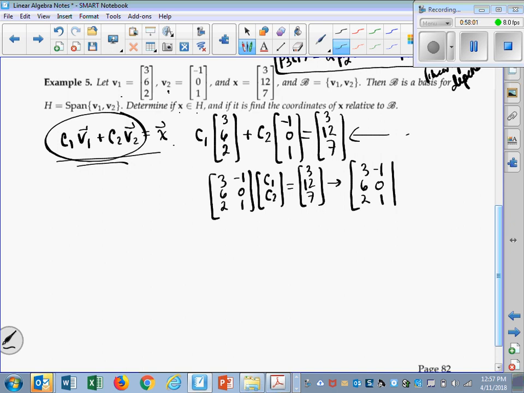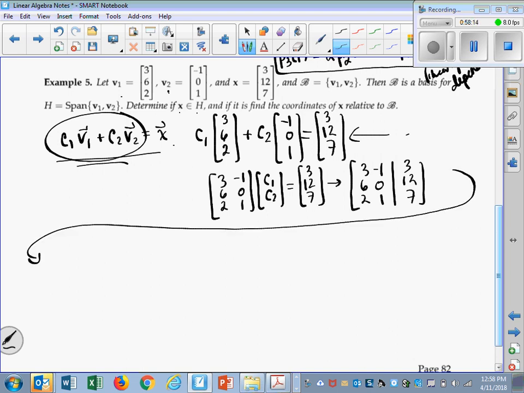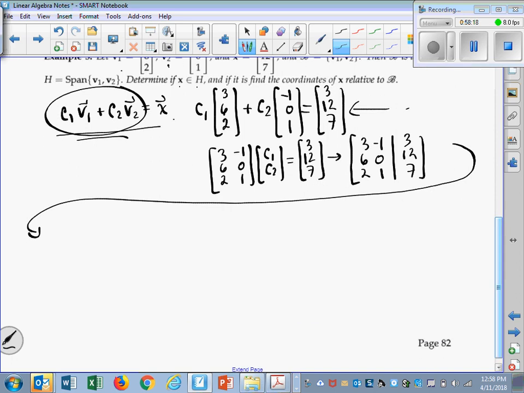Let's get to it. Let's take one of the third one and subtract it from... yeah, let's use the third one. I'm trying to think of the best way to row reduce this. It doesn't matter. I'm going to use the third row to eliminate the top two.